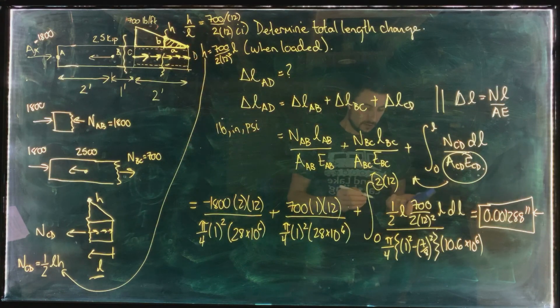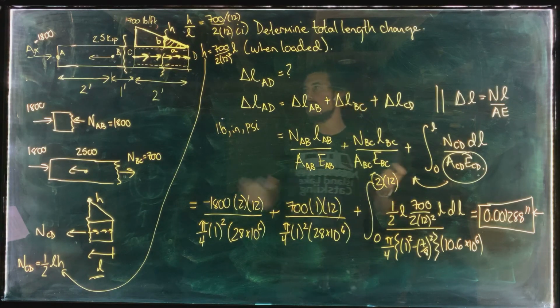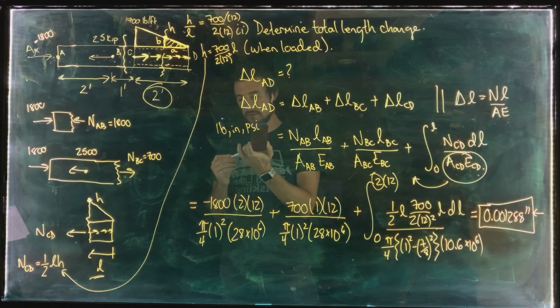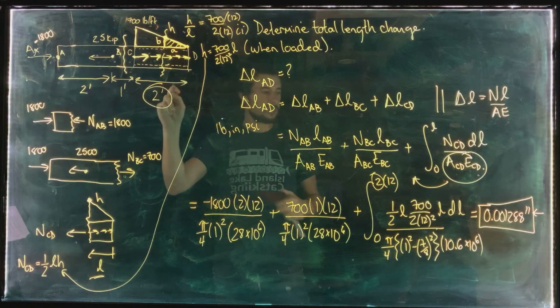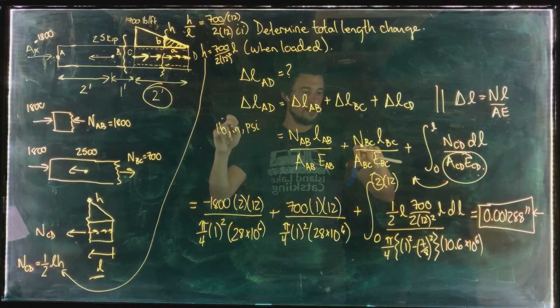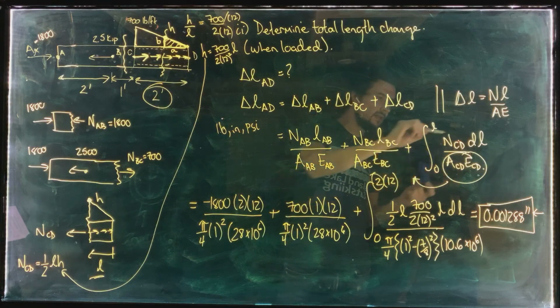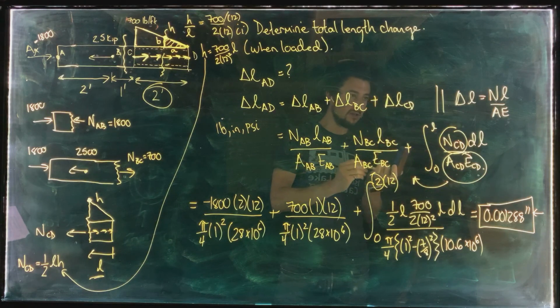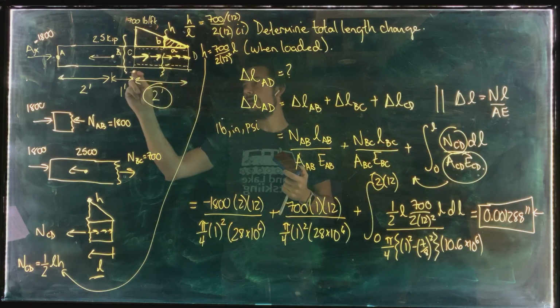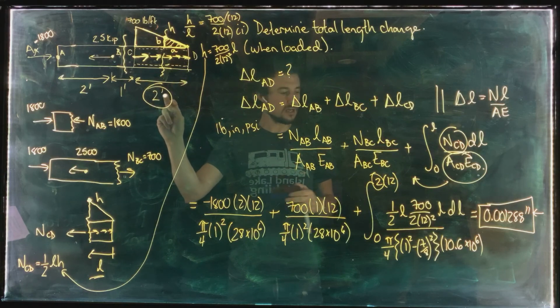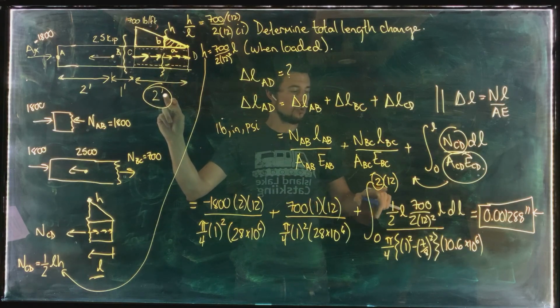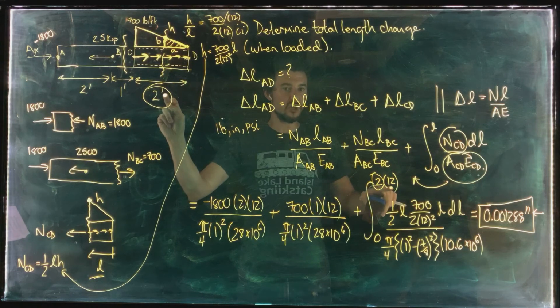This one here. Yep. So that, again, that 2 is this length here, right? Because that expression for NB or NCD here is valid for the entire length of the tube, which is 2 feet. And again, we're taking the 2 and multiplying it by 12 to change it into inches. So we're integrating over 24 inches.